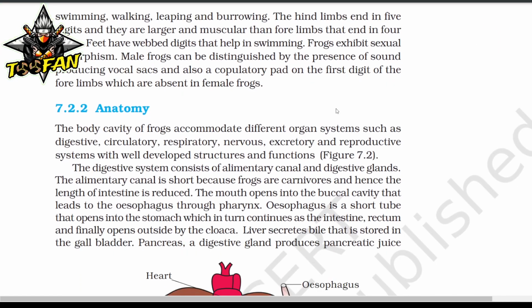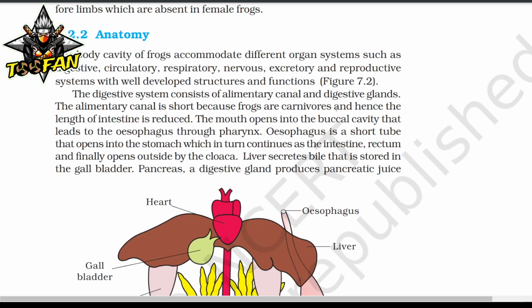Now, anatomy. The body cavity of frog accommodates different organ systems such as digestive, circulatory, respiratory, nervous, excretory and reproductive systems with well developed structures and functions. The digestive system consists of the alimentary canal and digestive glands. The alimentary canal is short because frogs are carnivorous and hence the length of the intestine is reduced. The mouth opens into the buccal cavity that leads to the esophagus through the pharynx. The esophagus is a short tube that opens into the stomach, which in turn continues as the intestine, and the rectum that finally opens outside by the cloaca.